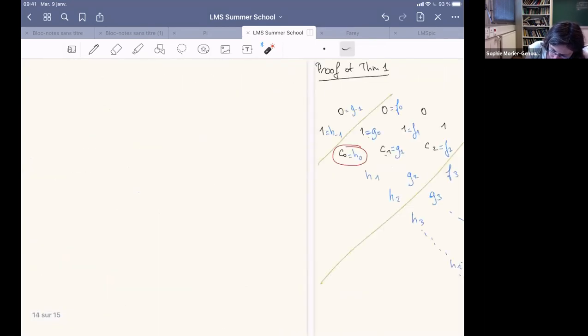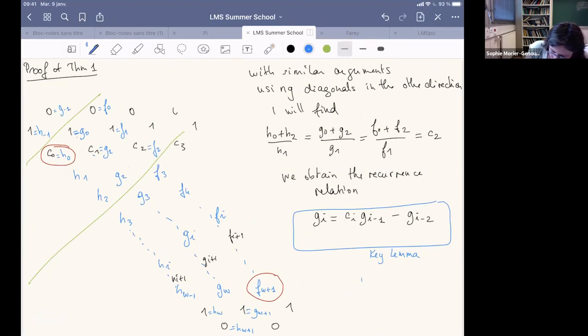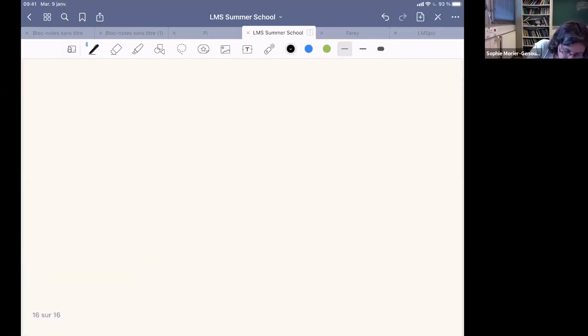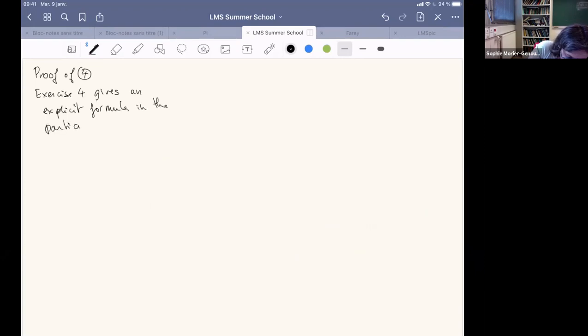Okay, so sorry, this is blank. So item three is proved. And now, what is point four? There is a proof in the particular case of a diagonal. So that's exercise four. It gives a proof, actually an explicit formula, in the particular case when the zigzag is a diagonal.